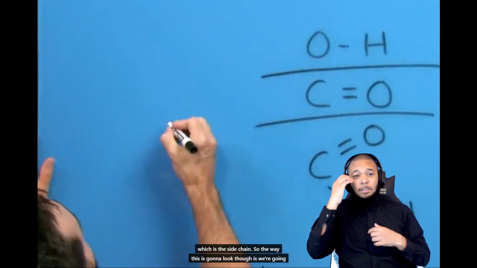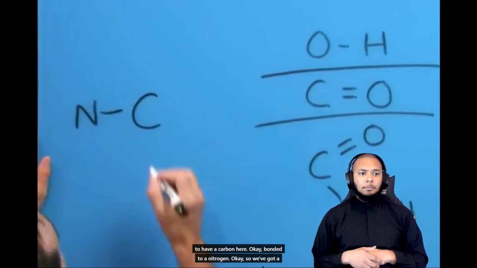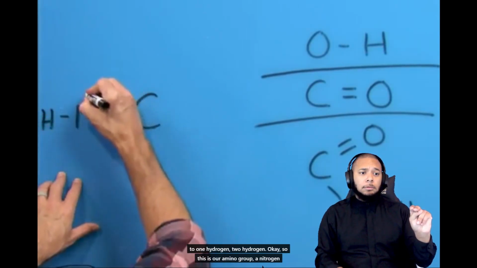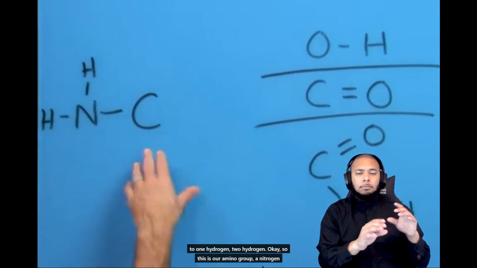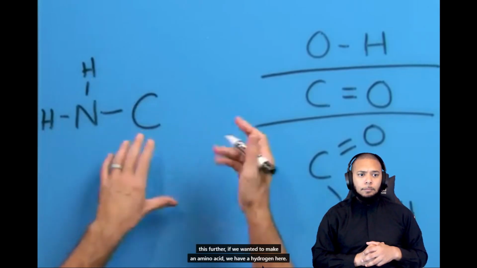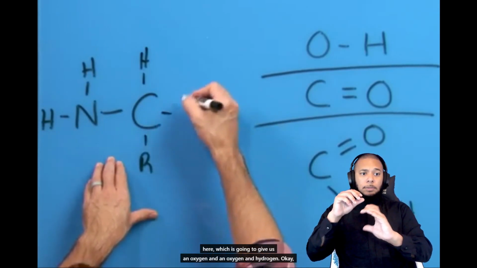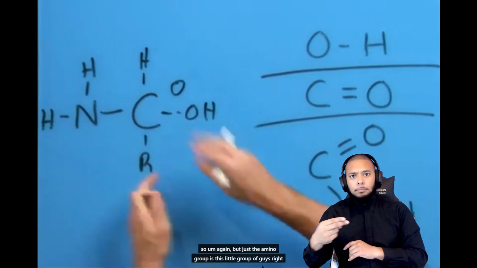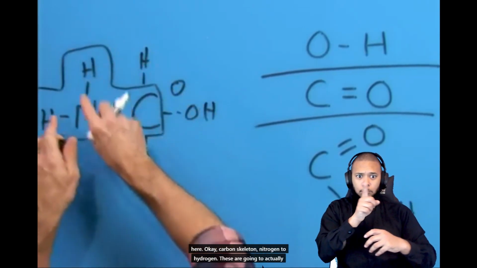The way this is going to look is we're going to have a carbon here bonded to a nitrogen, and that nitrogen is going to be bonded to 2 hydrogens. So this is our amino group, a nitrogen bonded to 2 hydrogens and a carbon skeleton. If we were to extend this further to make an amino acid, we'd have a hydrogen here, our R group here, and then our carboxyl group over here, which gives us an oxygen and a hydrogen. But just the amino group is this little group right here: carbon skeleton, nitrogen, 2 hydrogens.